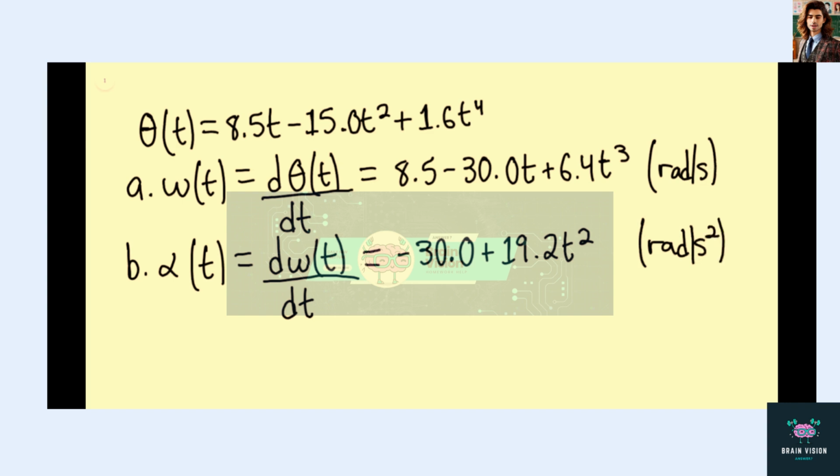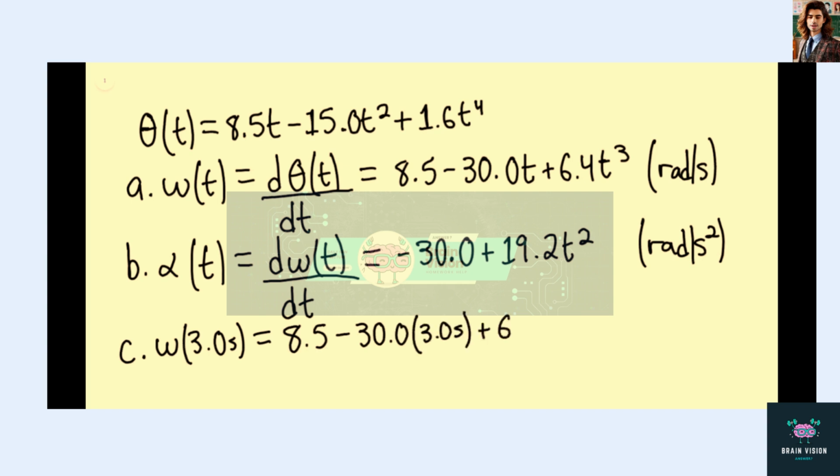For part C, when they want us to find the angular velocity at 3.0 seconds, this would simply be plugging in 3.0 seconds for t. So this would be 8.5 minus 30.0 times 3.0 seconds plus 6.4 times 3.0 seconds quantity cubed. This would be equal to approximately 91 radians per second.